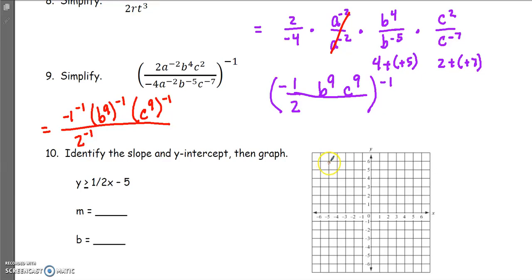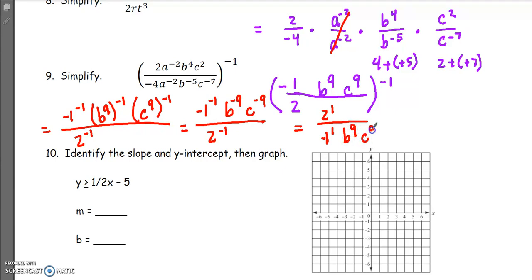Okay, so anything that has a negative exponent, I need to flip, right? So let's go ahead and multiply these. So I'm going to end up with negative 1 raised to negative 1 still. B to the 9 times negative 1, it'll be a negative 9. C to the negative 9 over 2 to the negative 1. Okay, now let's do some flipping. All of these are negative exponents, so this whole entire thing is just going to flip over. So I will have 2 to the positive 1 over negative 1 to the positive 1, and then b to the positive 9 and c to the positive 9.